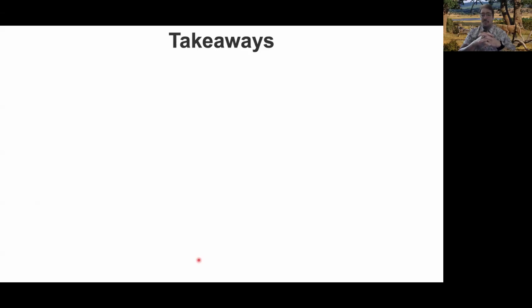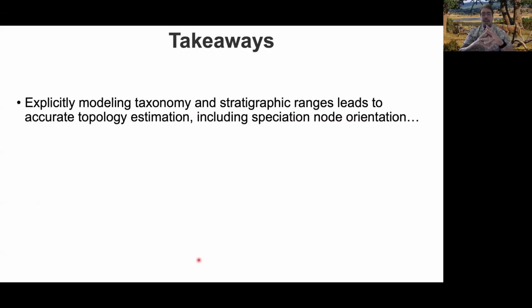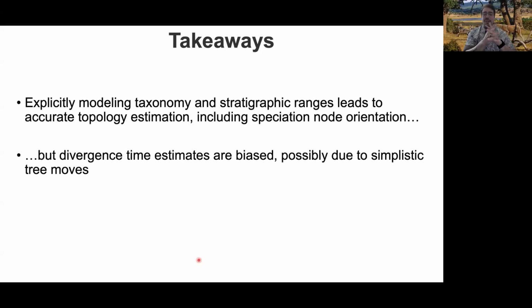A few takeaways I hope you take from this lecture. Using this SRFBD model and explicitly accounting for taxonomy and stratigraphic ranges in our statistical phylogenetics model can lead to accurate topology estimation, including those extra interesting features like the orientation of speciation nodes. But of course, there's some bias in divergence times that needs to be investigated, and I guarantee you I'm on that.